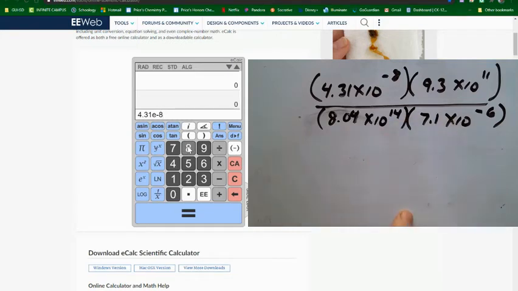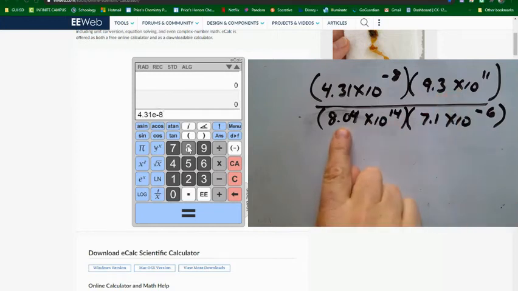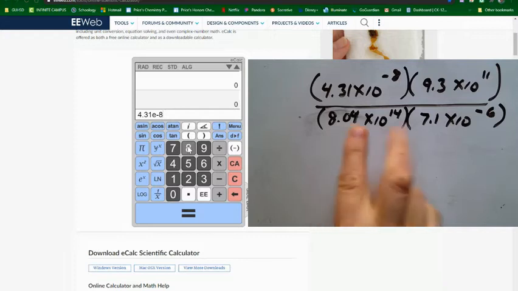Now the order doesn't matter. I can either multiply by the 9.3 number at this time or divide by the 8.04 number. It doesn't matter the order, as long as you remember if the number's on top, you multiply, numbers on the bottom, you divide. So I'm just going to go across and multiply by 9.3. So I go times, all right, 9.3. And again, I have an EE. So it's going to be EE, this time 11.